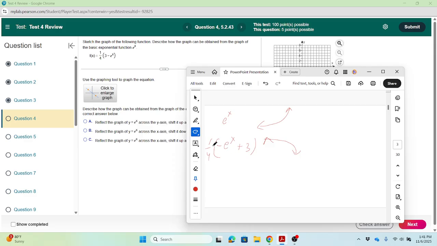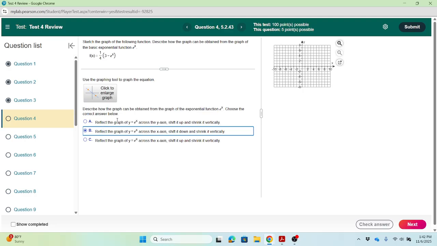shrinking it vertically. So the step is reflect the graph of e to the power x first, and then shift it up, and then stretch it. So what is that? Shrink it. So shift up and shrink it vertically. So across the y, this is the first one.